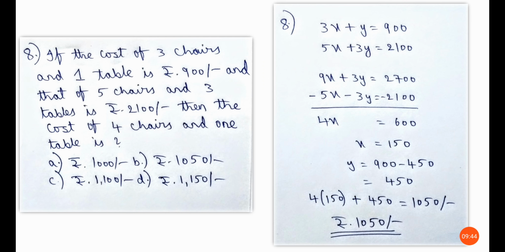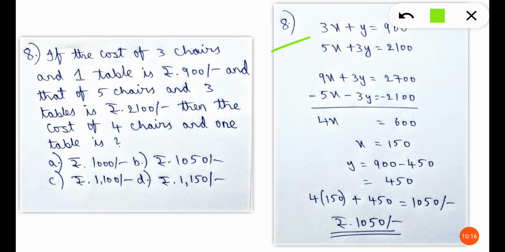Moving to the 8th one, the last one. If the cost of 3 chairs and 1 table is 900 rupees, and that of 5 chairs and 3 tables is 2100, then the cost of 4 chairs and 1 table is. Consider the chair as x and table as y. So therefore we get two equations: 3x plus y equal to 900, 5x plus 3y equal to 2100. Two equations, two variables, so it's easy to solve.